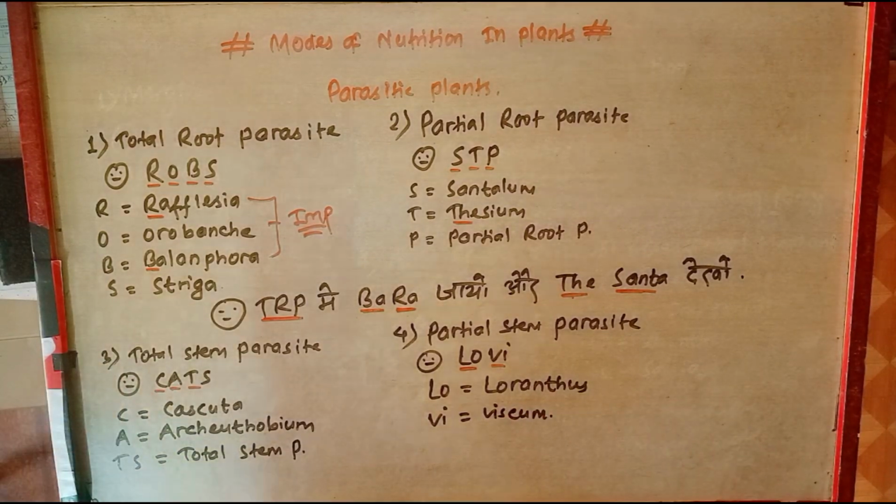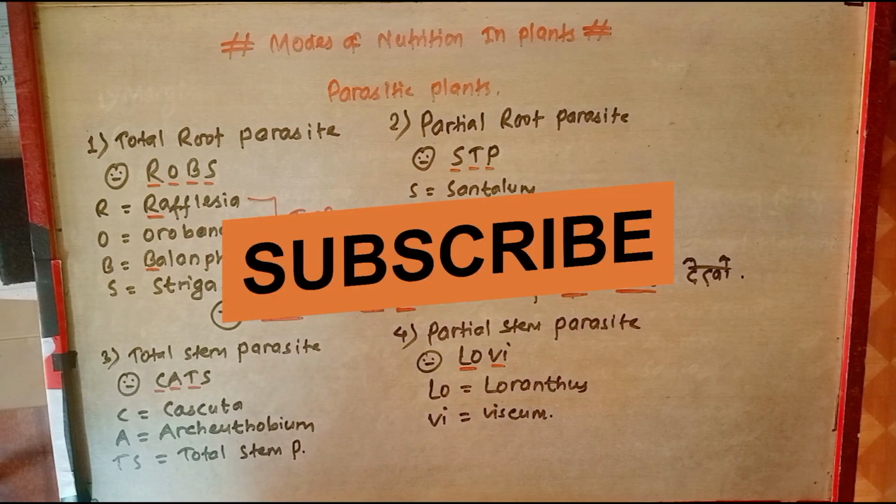So this is all about the tricks for the total root parasite, partial root parasite and both stem parasites. So this is an important topic. Examiners frequently ask these questions in NEET or any medical entrance. So remember all these properly, and now you can remember them easily with the tricks. So take the screenshot, my dear student, take the screenshot, and thank you for the class.